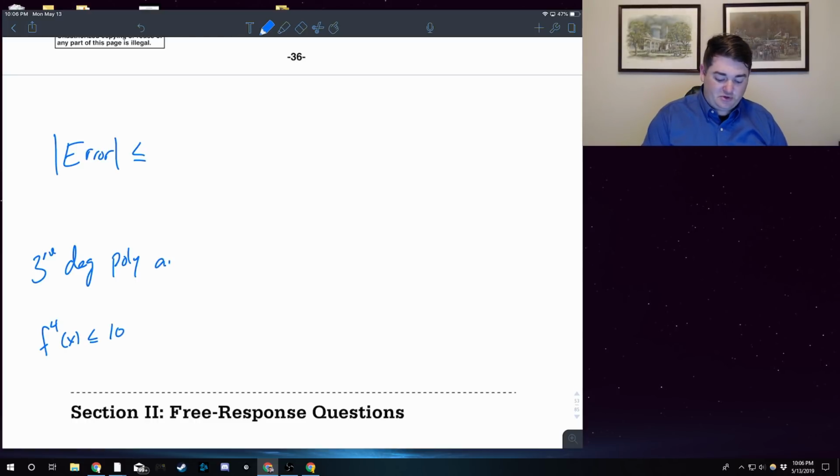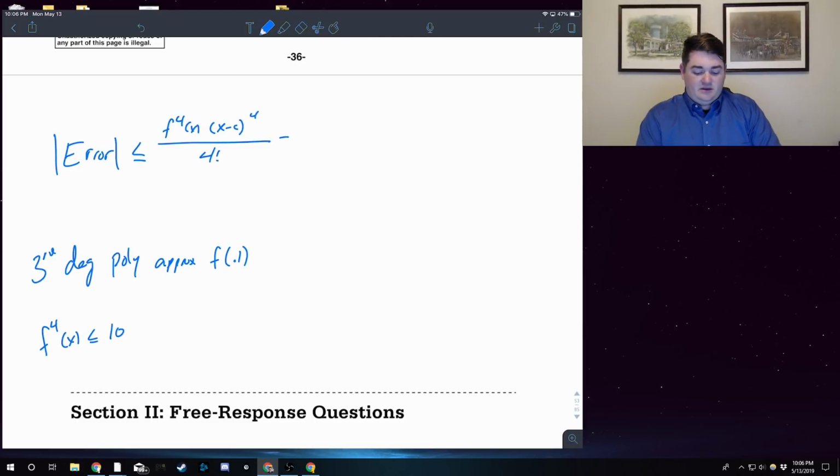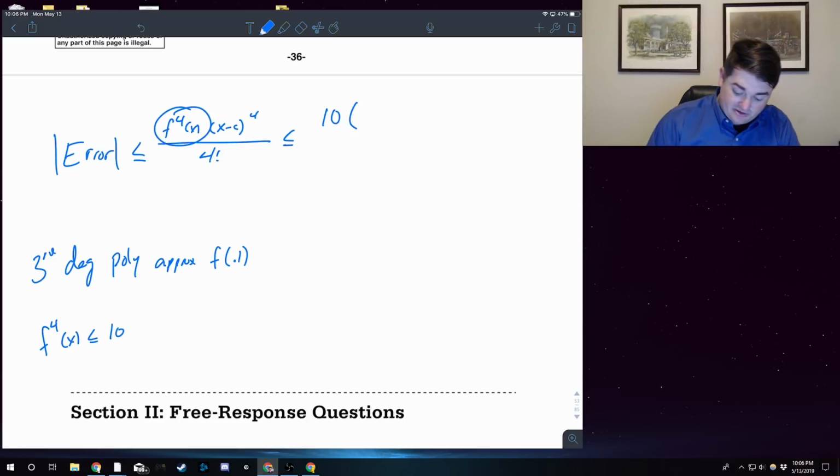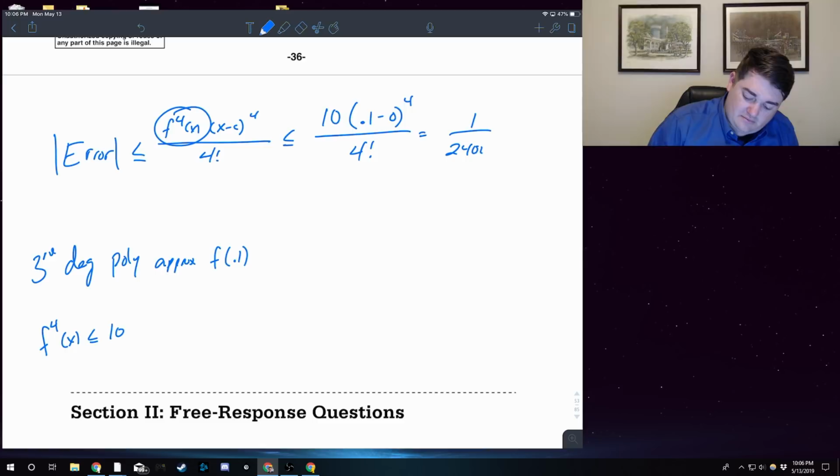3rd degree polynomial to approximate f of like 0.1, right? So you're going to say the error is less than or equal to the next degree term. So that's going to be the 4th derivative of f of x times x minus c to the 4th power over 4 factorial. So the 4th derivative we magically know is smaller than 10 times, let's just assume this is centered at 0, so 0.1 minus 0 to the 4th power over 4 factorial. And then you just see what that simplifies to. 1 over 2400. Yeah. Ish.